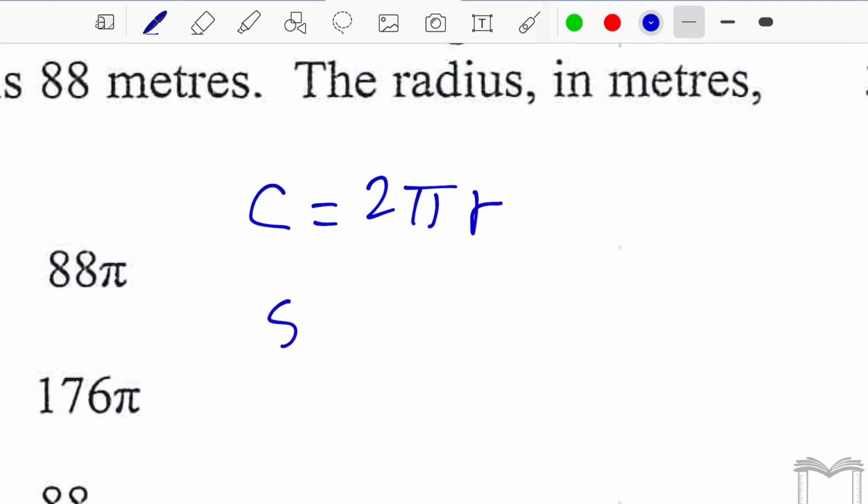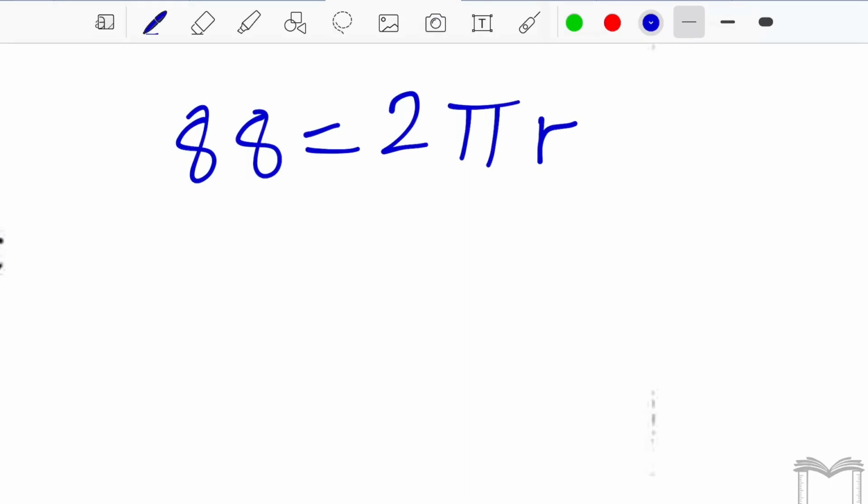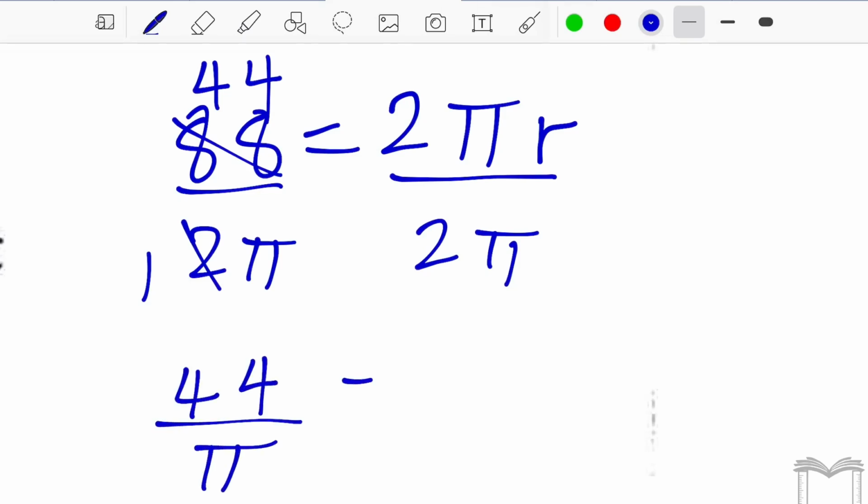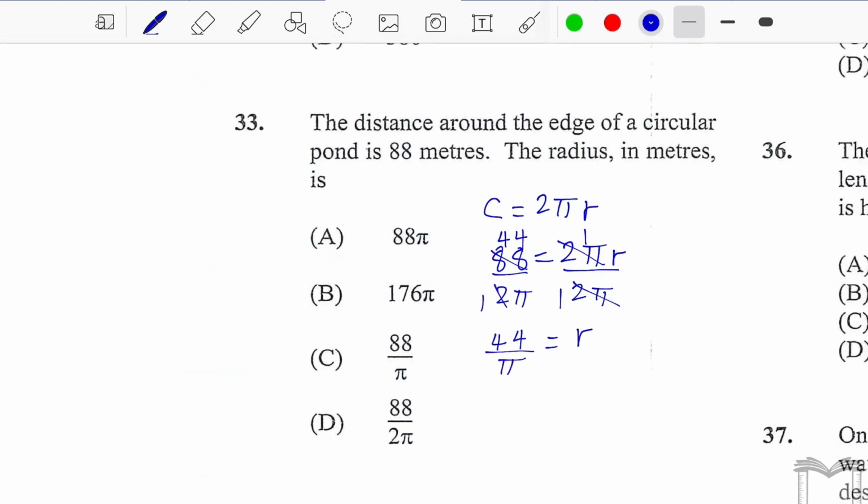So the circumference is 88 meters. 88 is equal to 2 pi r. So we will divide both sides by 2 pi. 2 into 2 is 1, 2 into 88 is 44. So that's 44 over pi is equal to, 2 pi into 2 pi is 1. So that gives us r.